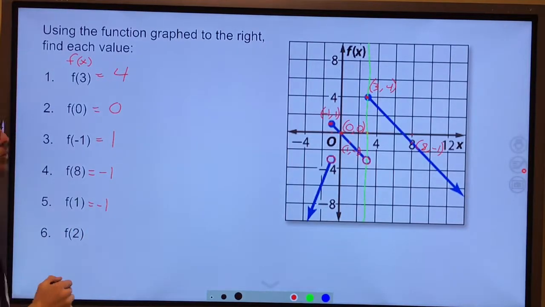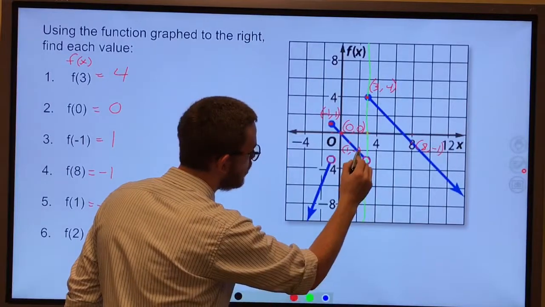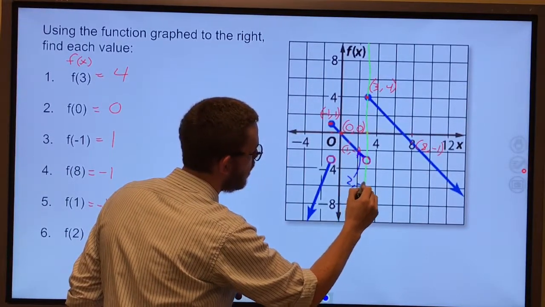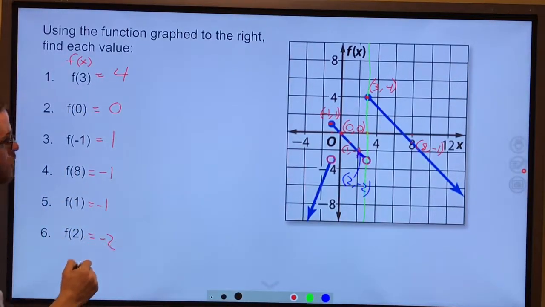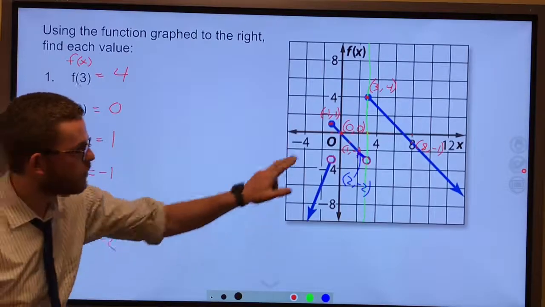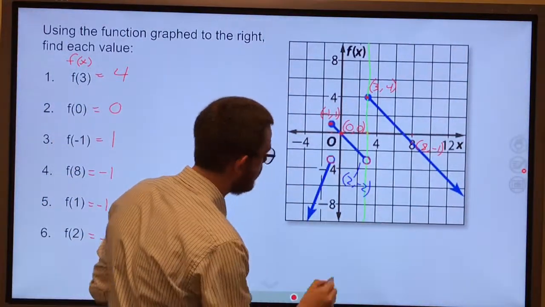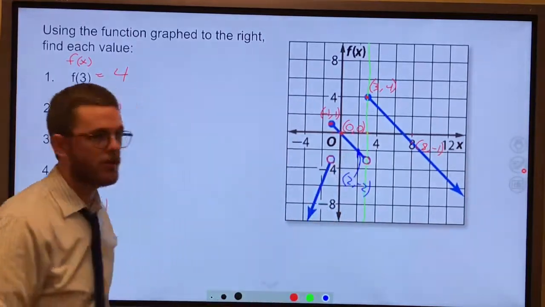And f of 2, when we put in a 2, the point would be right here. When we put in a 2, we get out a -2. So our output would be -2. I know it gets a little hard to see right there. I'll erase that stuff. When we put in a 2, we get out a -2 right there.